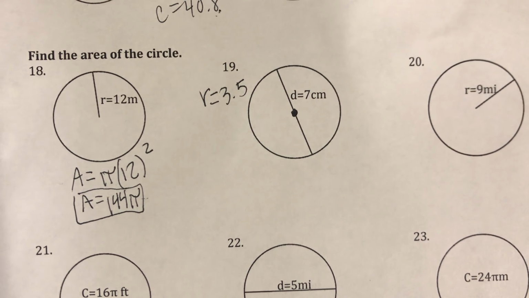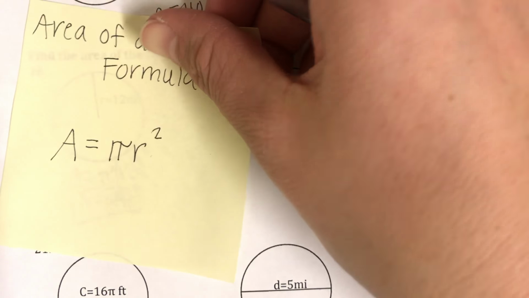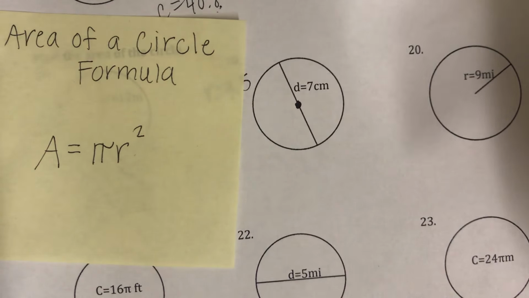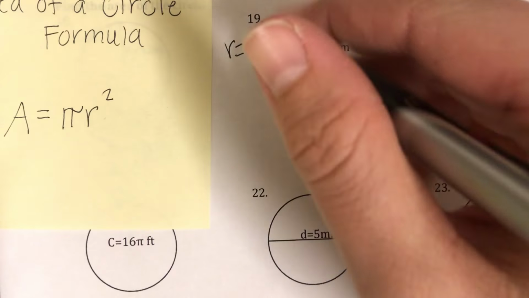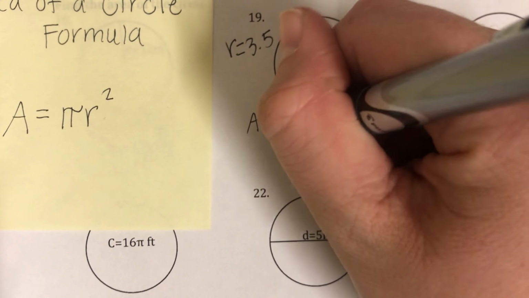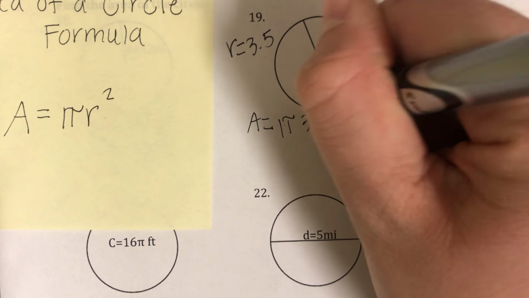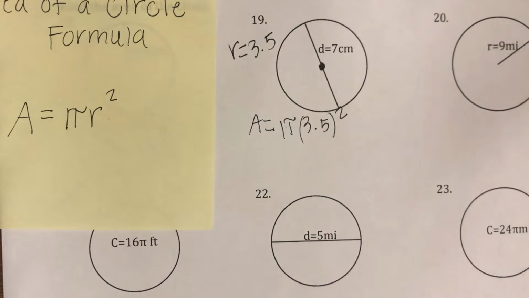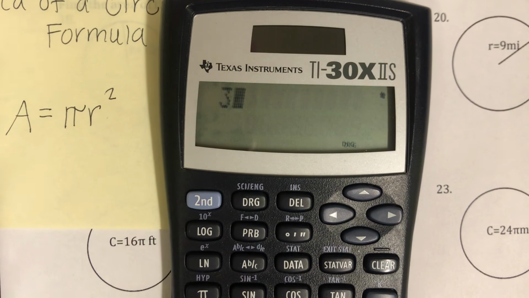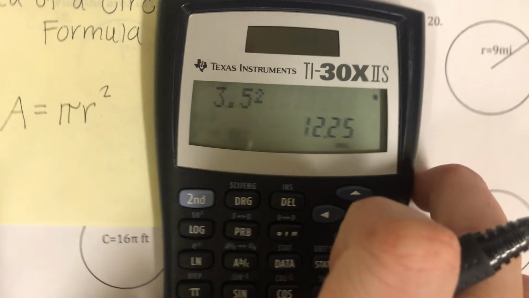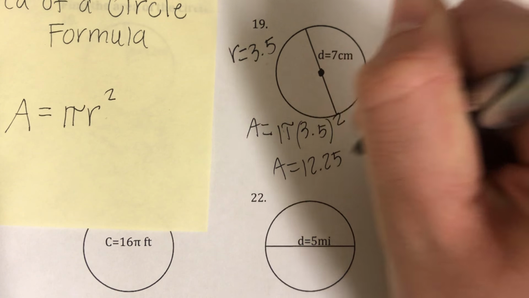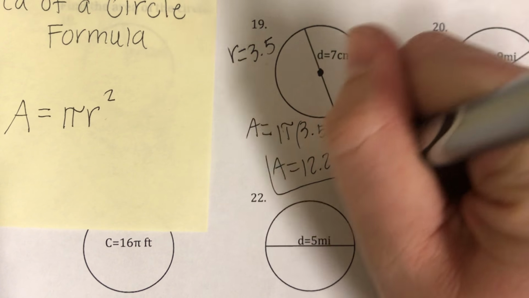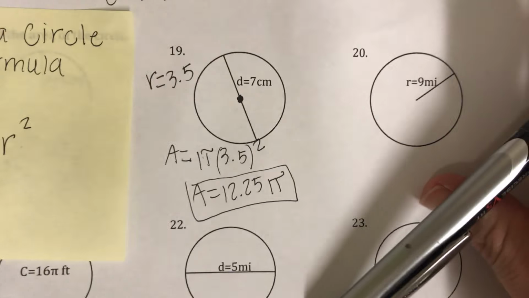Now that I know my radius, I can use this lovely formula that you should all have memorized by now. Area is equal to pi r squared. I am going to do area is equal to pi times 3.5 squared, because that's my radius. So I get my calculator, and 3.5 squared is 12.25. So area is equal to 12.25 pi, because I leave my pi in my answer.